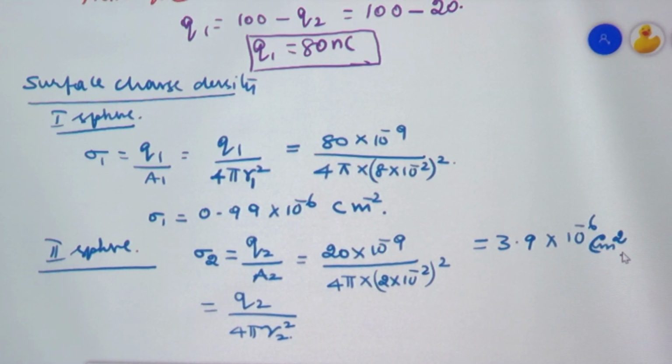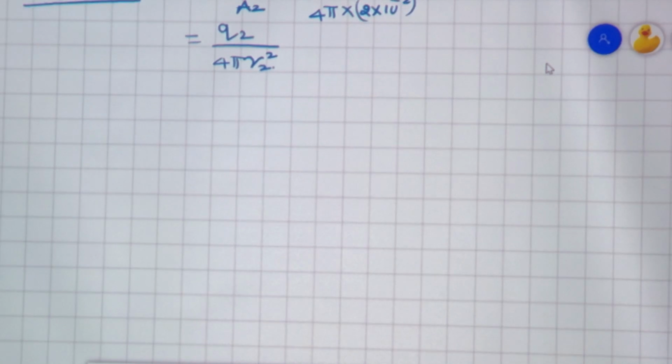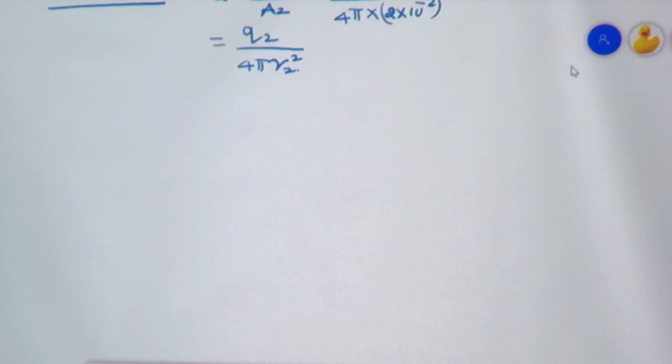So this we are considering as the surface charge density. Then, what is the next one? The next concept they have asked is the potential on the surface of the first sphere and on the second sphere. So let us calculate the potential on the sphere.